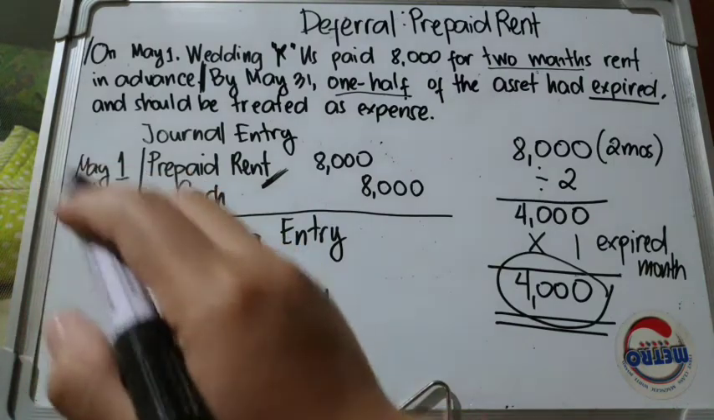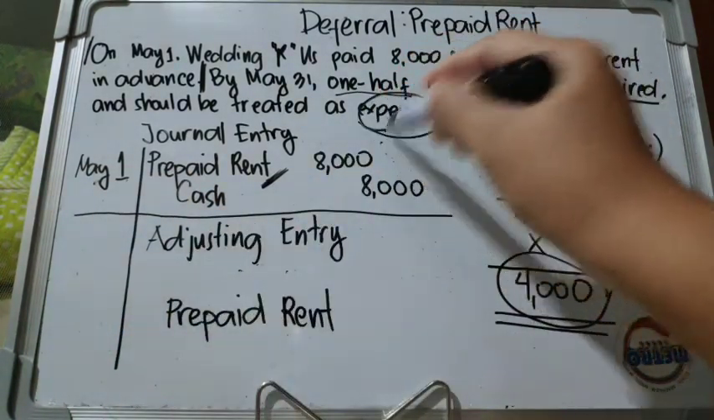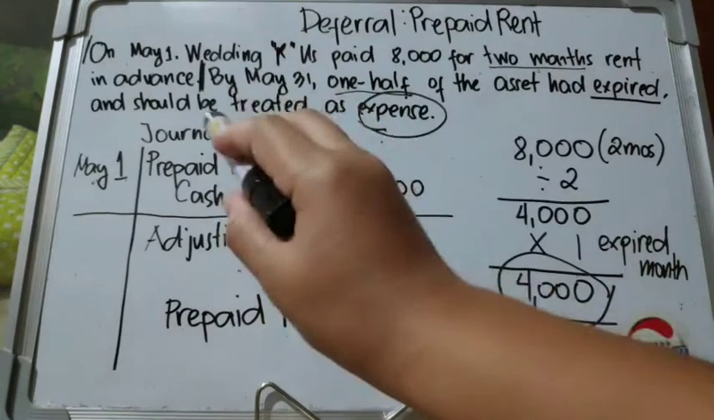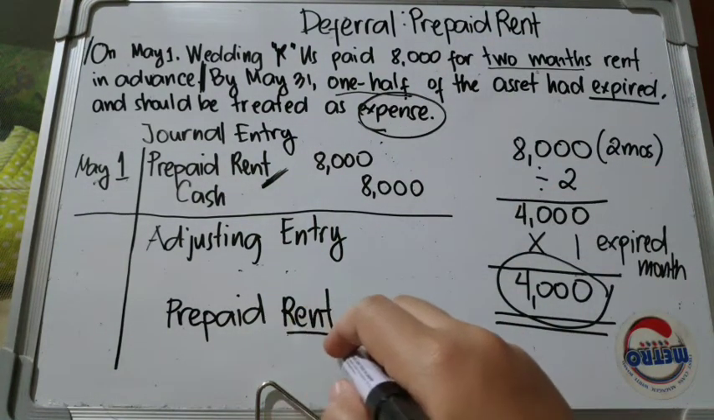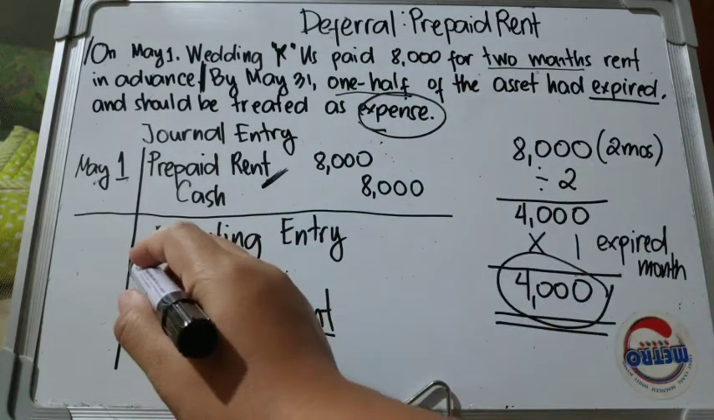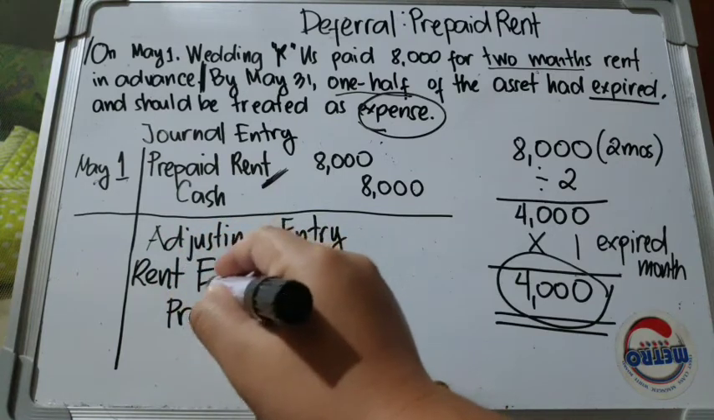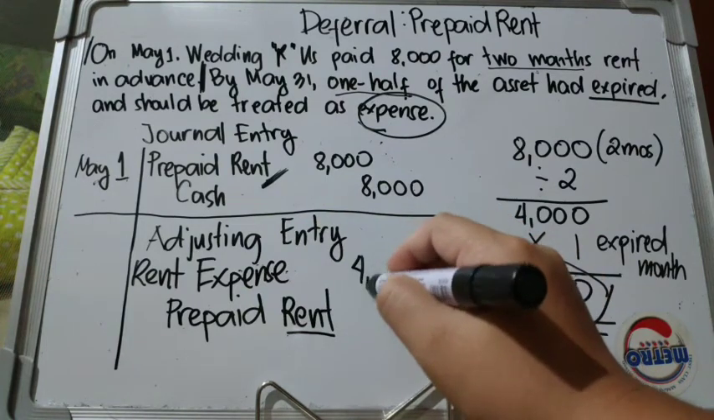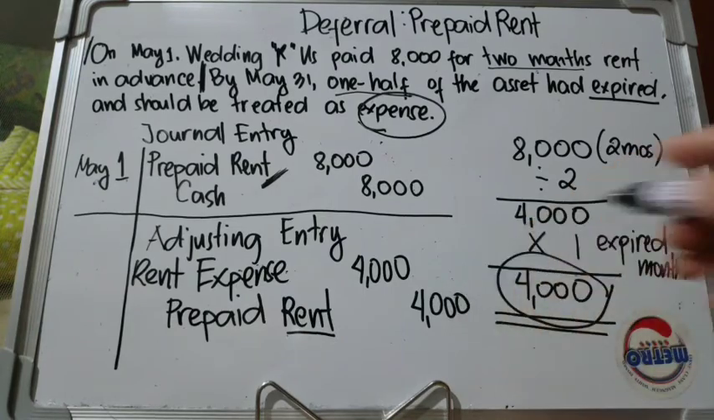And then, the account that you will debit is, according to the problem, 1/2 of the asset had expired and should be treated as expense. So, this is your prepaid rent and should be treated as expense. So, your debit account will be rent expense in the amount of 4,000 for the debit and 4,000 for the credit.